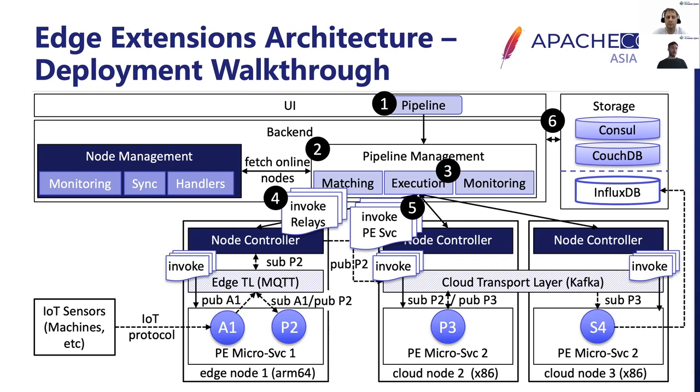And we see that we then connect to the IoT sensors via the adapter A1 and forward those messages and events all the way to S4, where we, for example, store the data into a flexible store to be persisted.